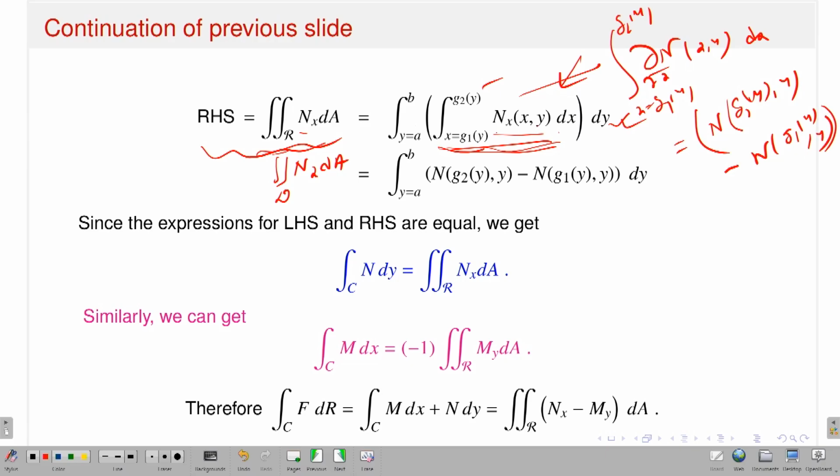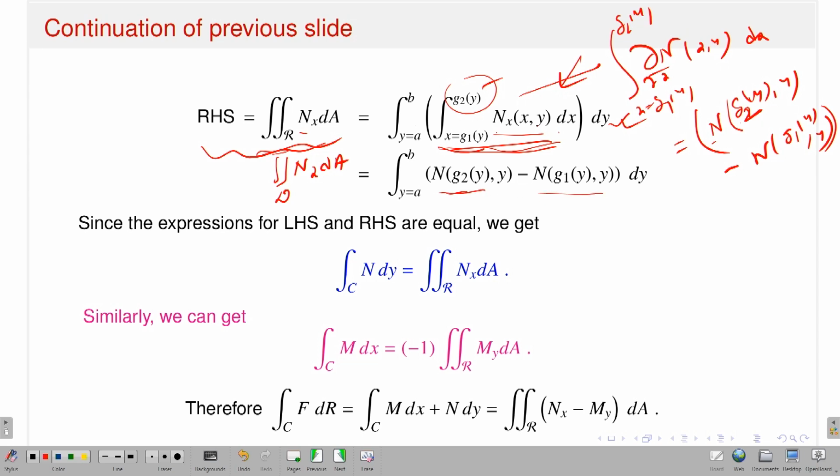Keeping the y variable fixed, think about the integration over the x variable. What is the integrand? It is the derivative of capital N. So by the fundamental theorem of integral calculus, this is nothing but the value of N at the upper limit, g2(y), comma y, minus N of g1(y) comma y.